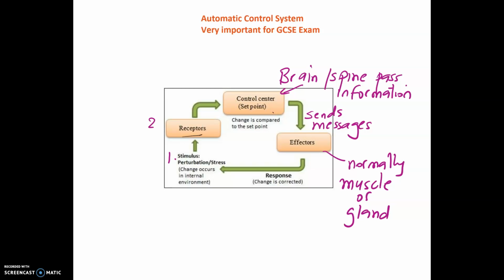So this is a very quick whiz through homeostasis in our human body, including examples of positive and negative feedback.